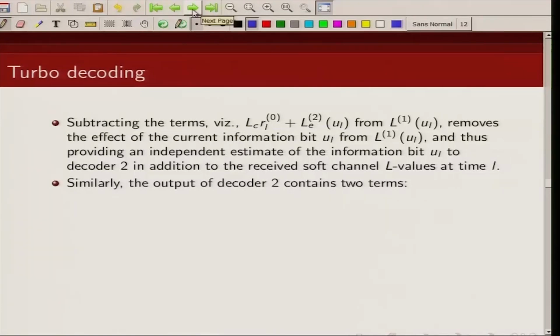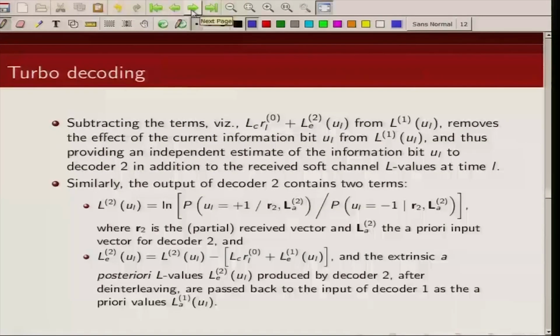And in the same fashion, decoder 2 will also have 2 terms. One is this APP value and the other is this extrinsic value.